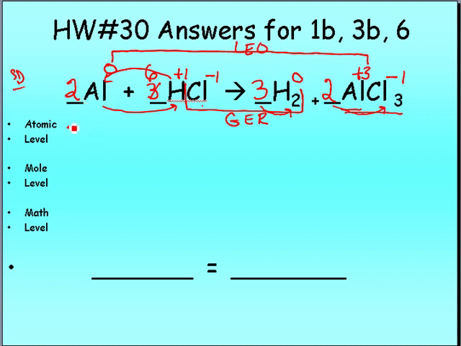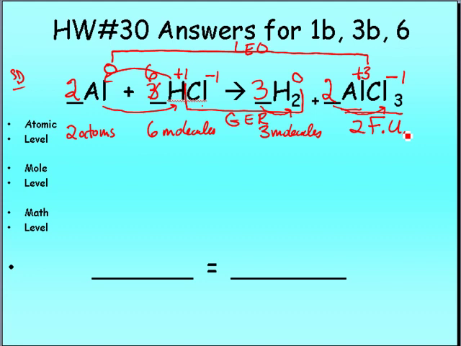So this says that 2 atoms of aluminum will react with 6 molecules of hydrogen chloride to make 3 molecules of hydrogen gas and 2 formula units of aluminum chloride. Now remember, these are all little particles, but an atom is the smallest portion of an element that can still be said to be that element. And that would be, for aluminum, an atom of aluminum.